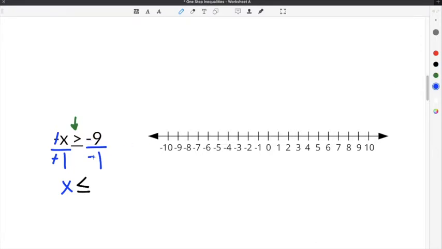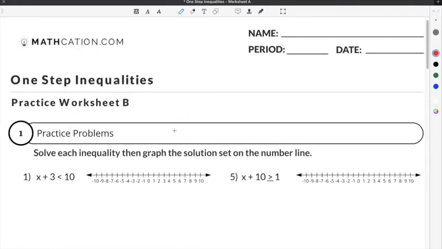And then negative 9 divided by negative 1 becomes positive 9. So your answer is going to be x is less than or equal to positive 9. Now when we graph this one, we go to 9 on the number line. We put in a bracket because it's equal to, and then it goes to the left because it's less than 9. Let's do a couple practice problems on our one-step inequalities worksheet.